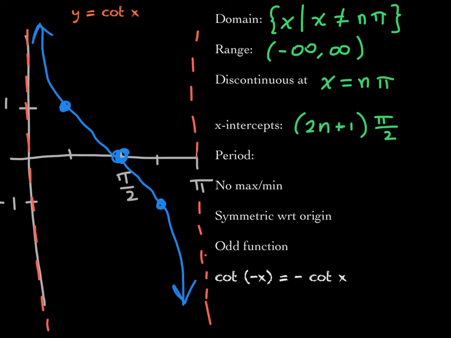Notice that just like tangent, the period is pi. From 0 to pi, you get one complete branch. Also, just like tangent, there is no maximum, there is no minimum. And it is symmetric with respect to the origin, so it is an odd function, so cotangent of -x is equal to negative cotangent of x. That is to say, if you negate the input, the output will be negated as well.